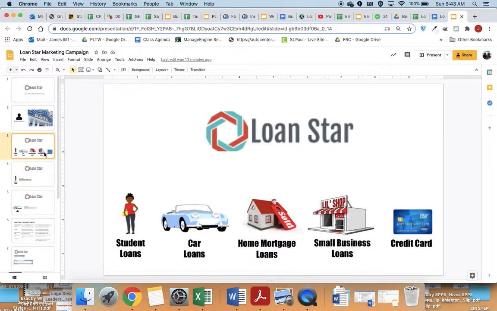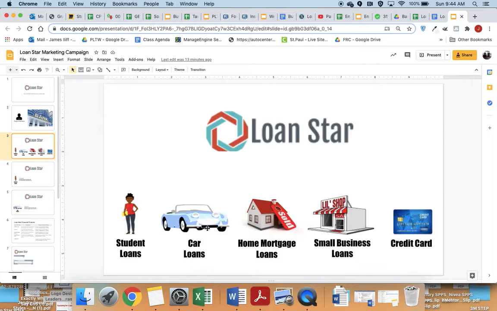And Lone Star offers five types of loans. They offer student loans, car loans, home mortgage loans, small business loans, and credit cards. Now we'll go into a little bit of detail for each of these. Student loans, obviously, if a student is going to college, most people can't pay for college straight out of their pocket, so they get a student loan from a bank. And so Lone Star provides that.